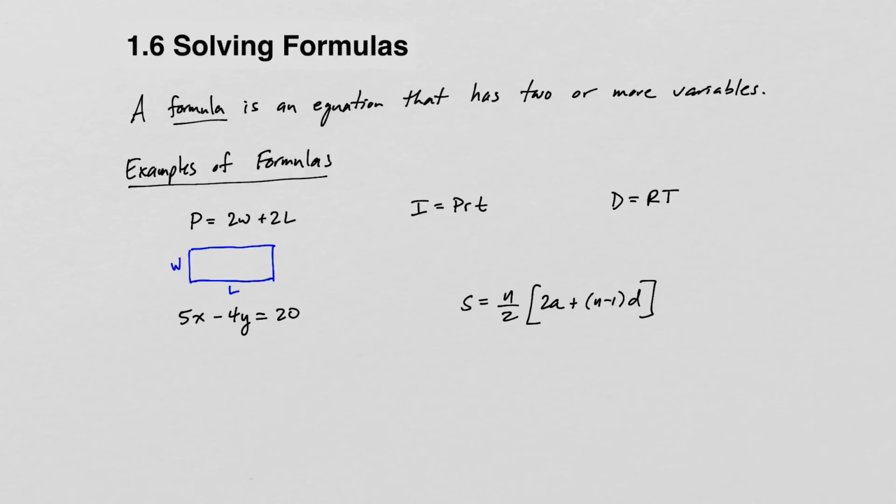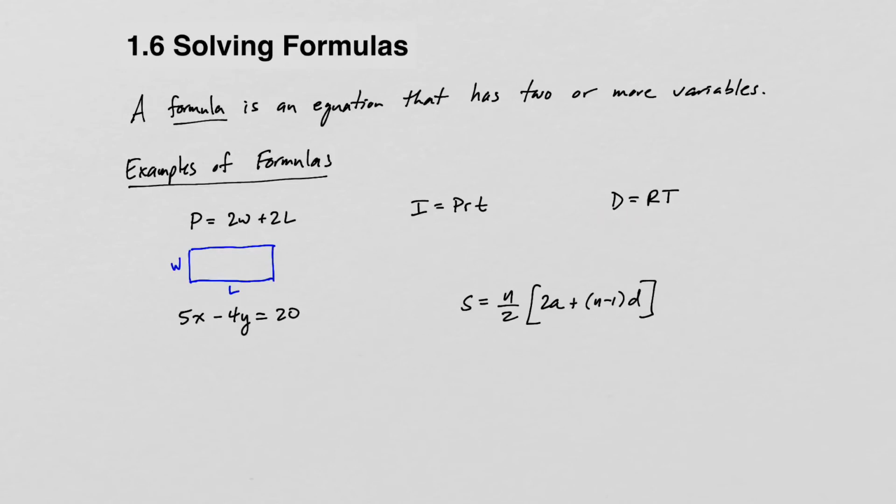Second example of a formula, I equals P times R times T. This is a formula about interest. When you put money in the bank, you earn interest. And this equation, of course, has four different variables, but you can't really draw a picture of it. This is more conceptual than anything else.